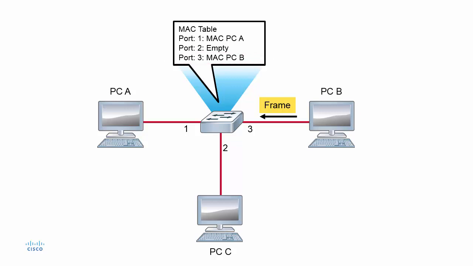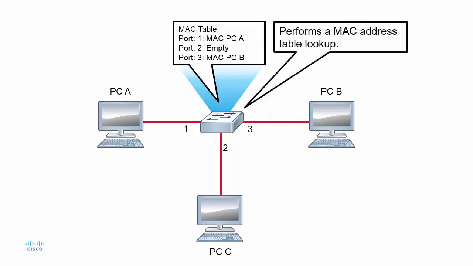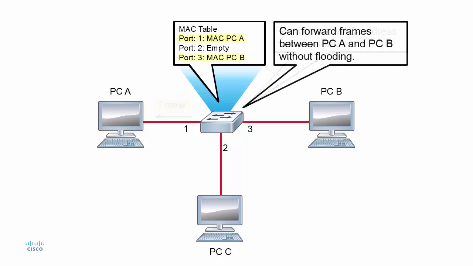But remember, the destination MAC address of the frame is set to the MAC address of PCA. So what will the switch do now? Well, the switch will perform a MAC address table lookup to verify this MAC address in its MAC address table. It can see that the destination MAC address of PCA is associated with port 1, so the switch will forward the frame to port 1 only. Now the switch can forward frames between PCA and PCB without flooding because it has entries in its MAC address table that identify the associated ports.